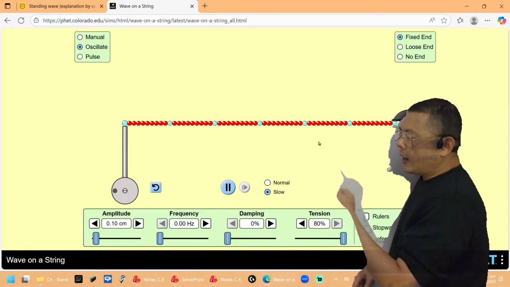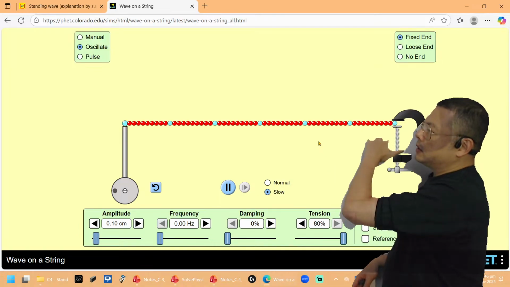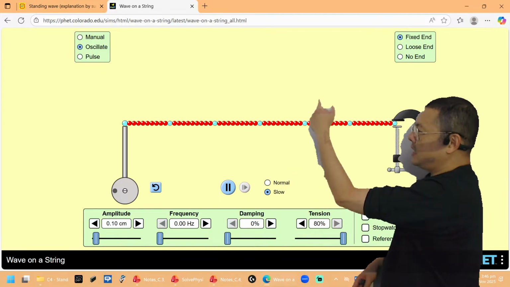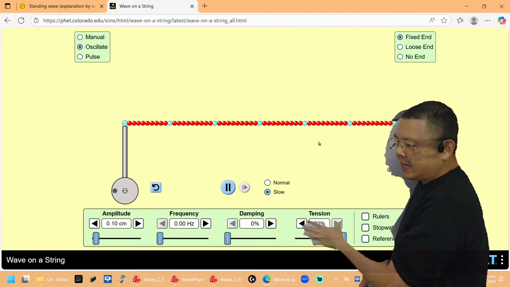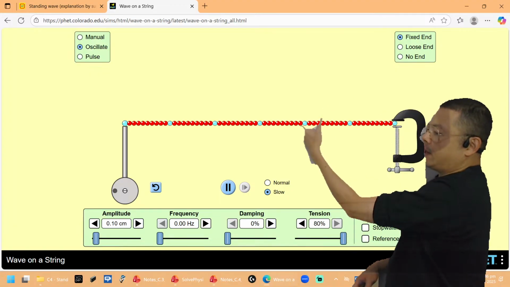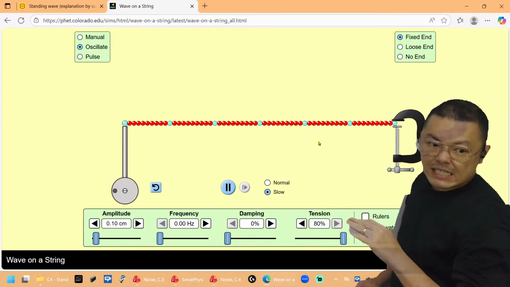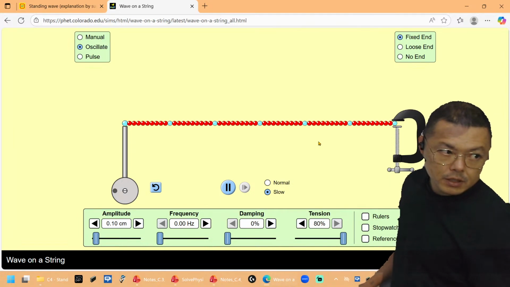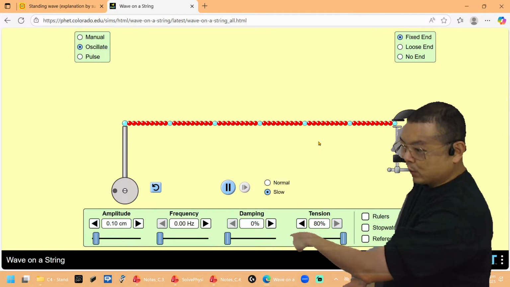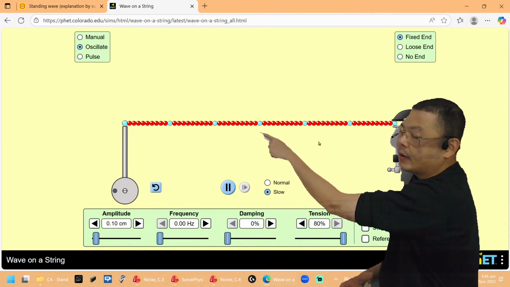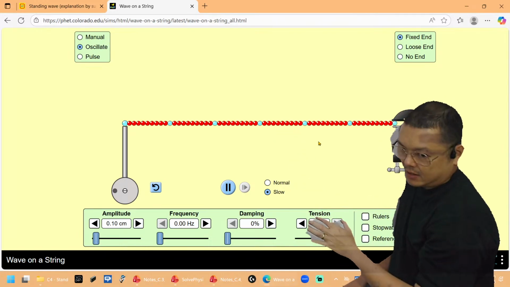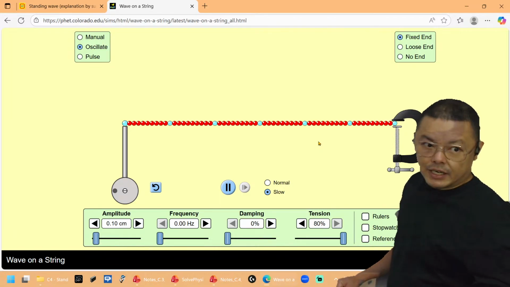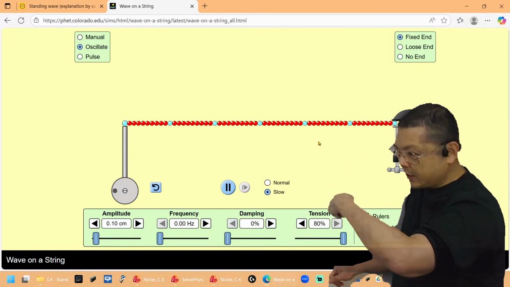Now, here's the thing. You have to remember that for waves, the speed of the wave depends on the medium. So this string has a tension of 80%, and I'm leaving it at 80%. That means the speed of this wave inside this string will be a constant value. It won't be faster just because I increase the frequency. So if I don't change this, v equals f lambda, the v is constant. So what will happen when I increase f? Lambda will decrease. You increase f, lambda will drop.